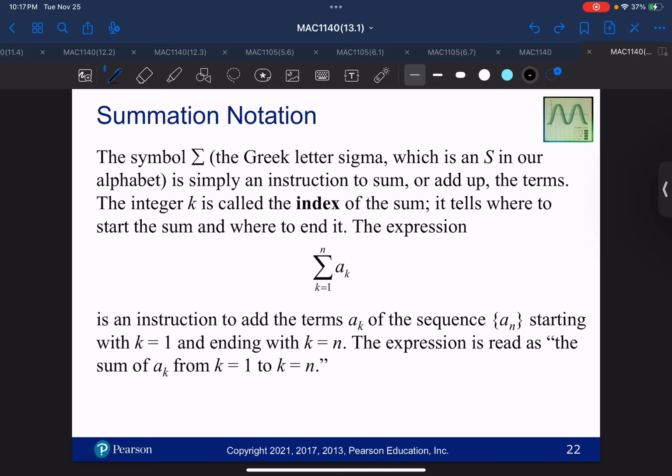Okay, so this pretty much says everything that I just said. But this is an instruction to add the terms a sub k of the sequence a sub n, starting with k equals 1 and ending with k equals n, which is what I said. And this expression is read as the sum of a sub k from k equals 1 to k equals n.